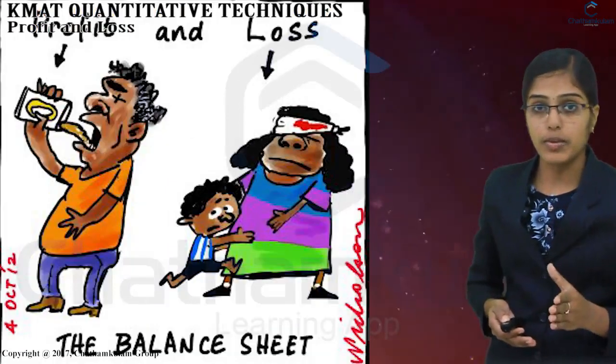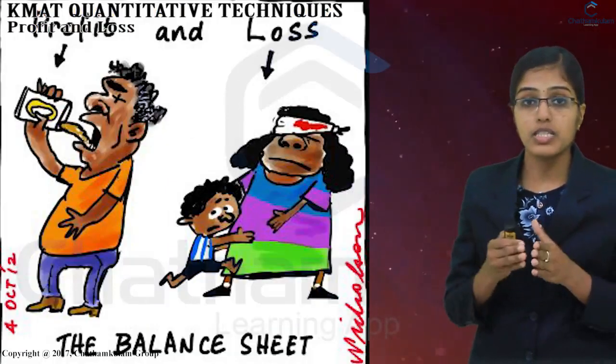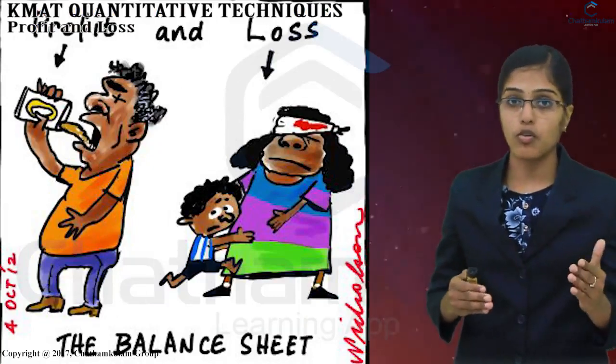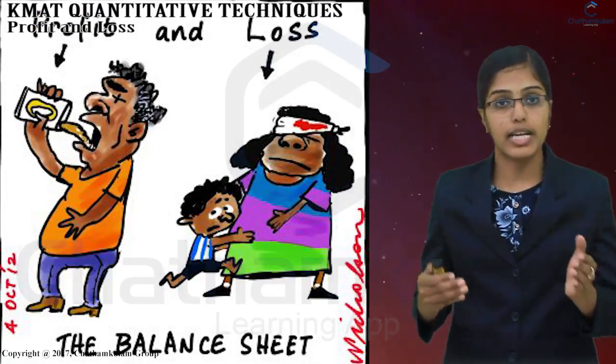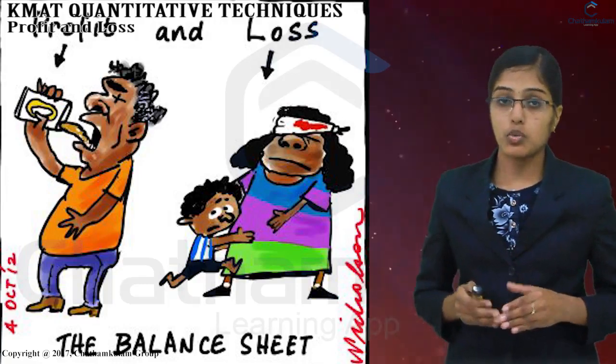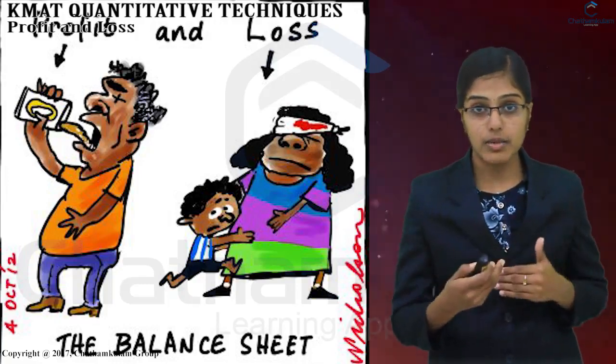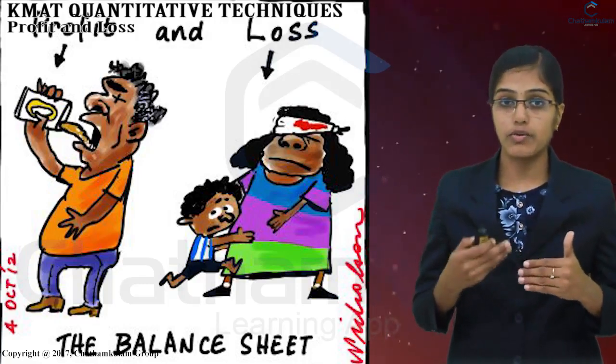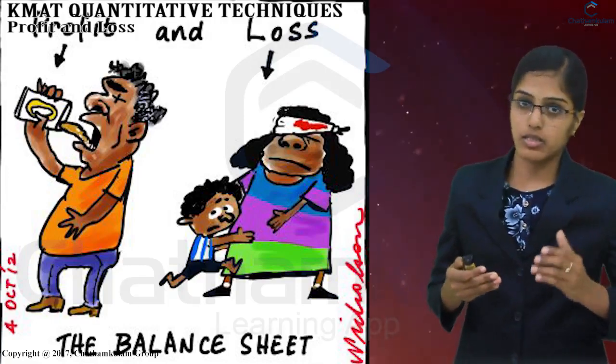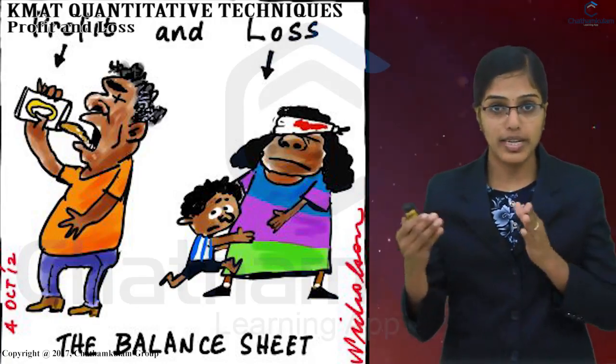And in these problems, we will say we sold a bar soap for 180 rupees and incurred a loss of 10%. So at what price did I buy my soap? So they will give you 180 rupees at 10% loss. So what should you understand from this?